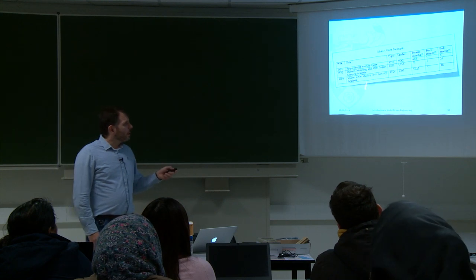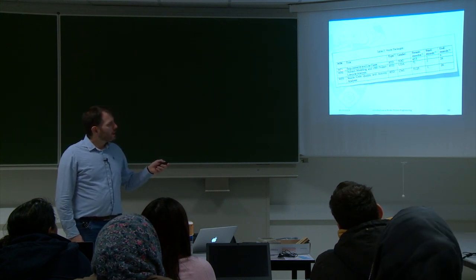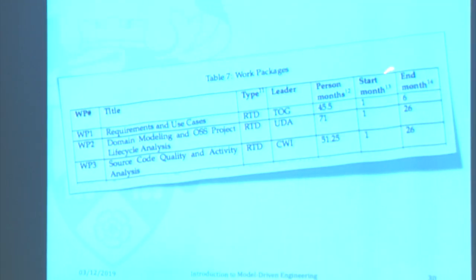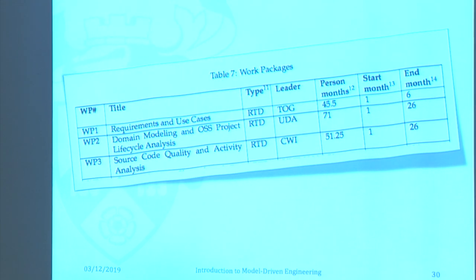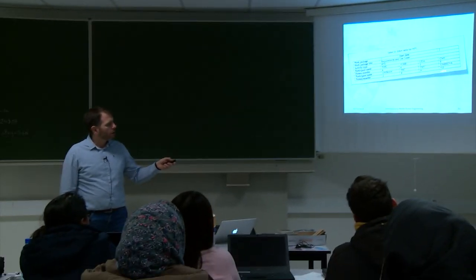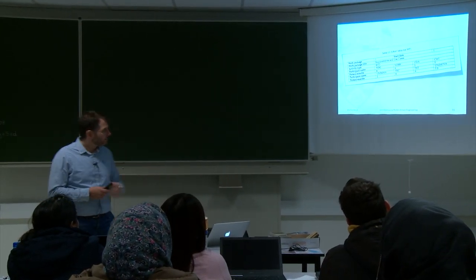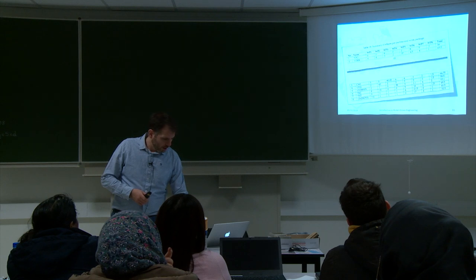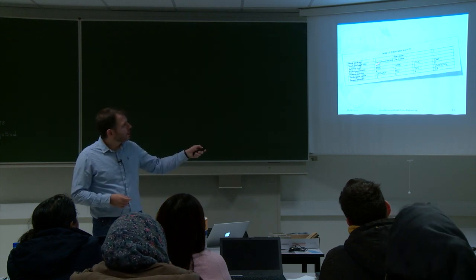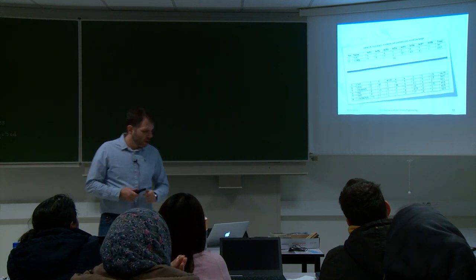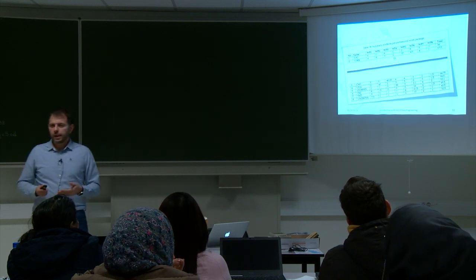We also need to put another table in there that summarizes the effort that goes into every work package, who is leading that work package, when it starts, and when it ends. Now, for every work package, we have to have a more detailed table that says how much effort every partner in the work package is going to spend working on it, and what's the start date of the work package. Also here, if you notice, TOG is highlighted using bold font, which means that they lead this work package.